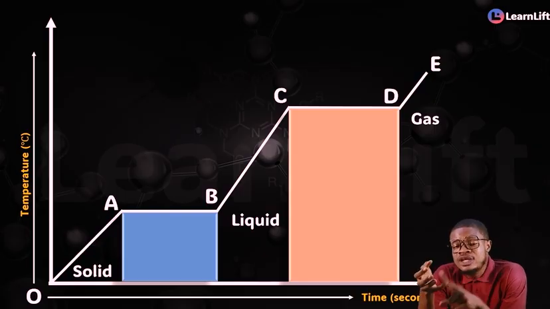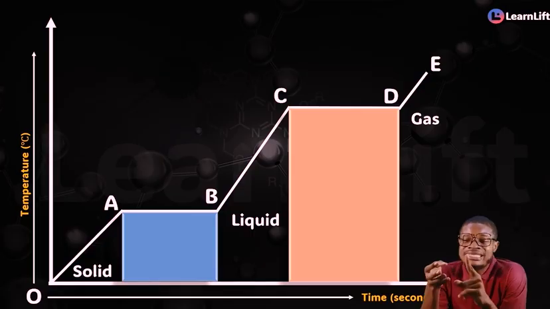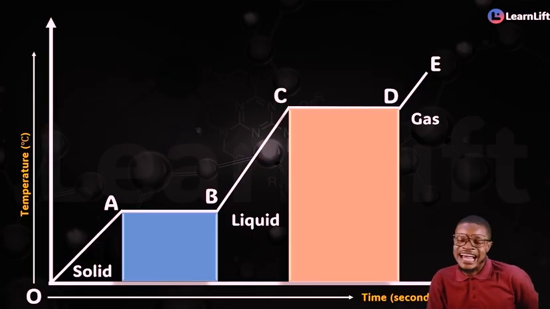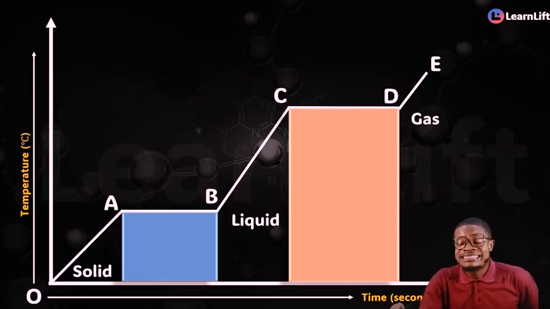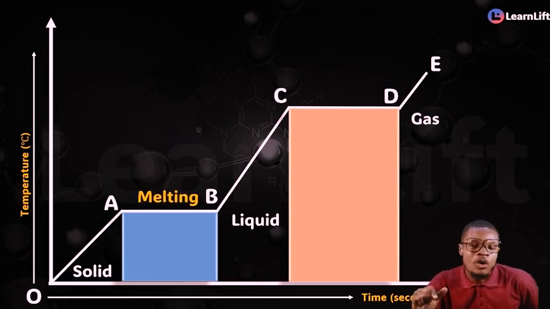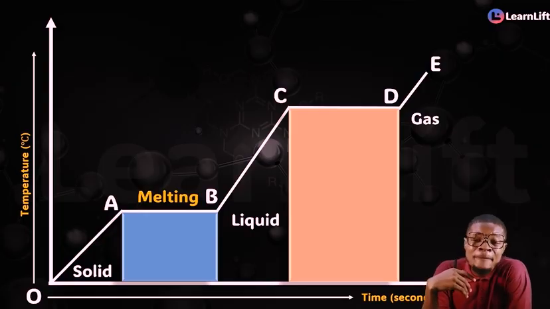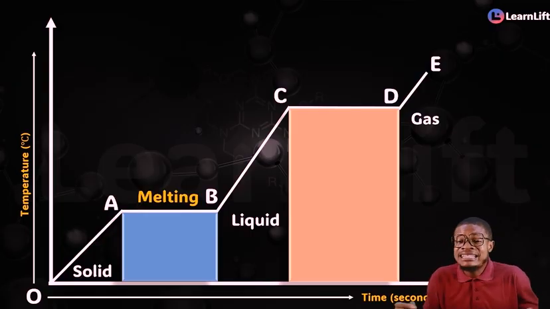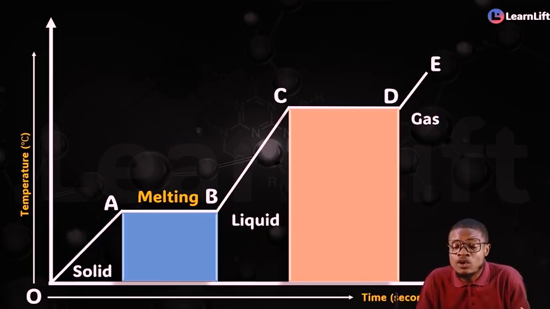So we have your solid, your liquid, and your gas. You can see 0 to A is solid. Your B to C is liquid. Your D to E is your gas. Now, but this is where it gets very interesting. You see your AB, right? That is where melting occurs. Your AB is where melting occurs. And you can see that the temperature there is constant where melting is occurring.